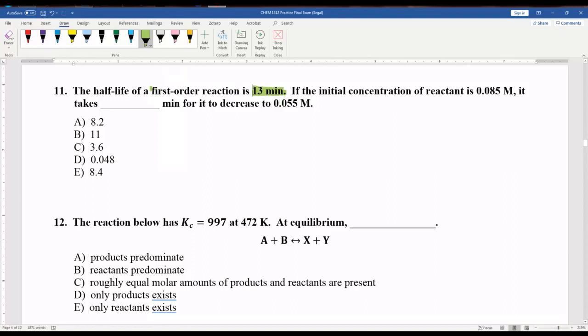So it's a first order reaction. First order. I could care less about 13 minutes. But I do care about it, just not as much. So first order reaction, which means I'm going to use the first order integrated rate law, which is the ln of the concentration at time t is equal to negative kt plus the ln of the concentration initial.